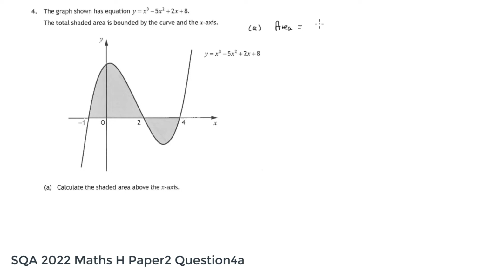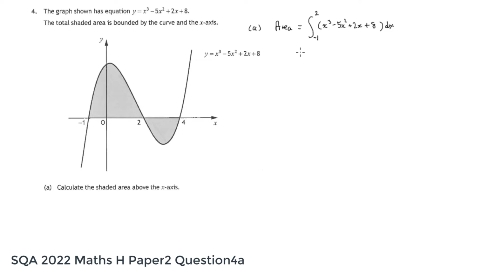Now that would be calculated with a definite integral, and that would be the integral from -1, go from left to right. -1 is the lower bound and 2 is the upper bound, and we have to integrate the whole of x cubed minus 5x squared plus 2x plus 8. So the whole of that has to be integrated, and then we're going to plug these values in. We're going to get a number at the end of it because it's an area that we're asked to find.